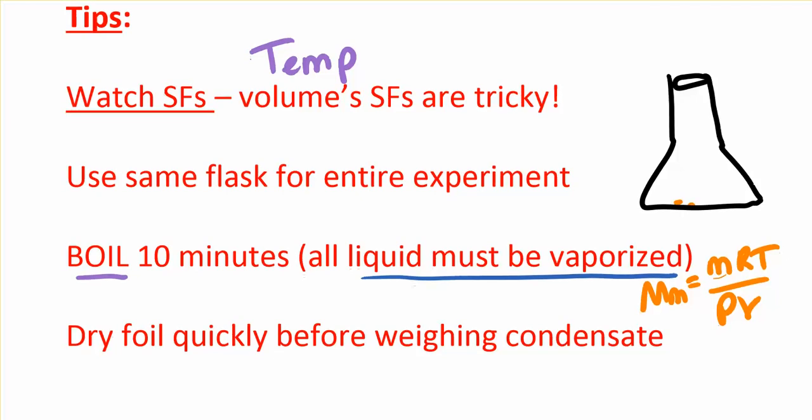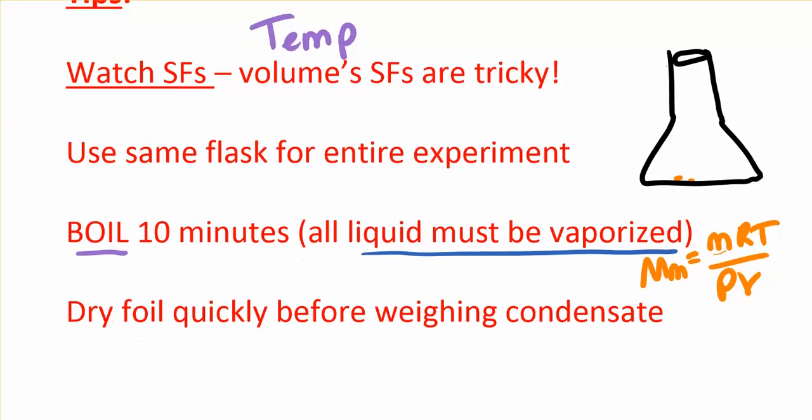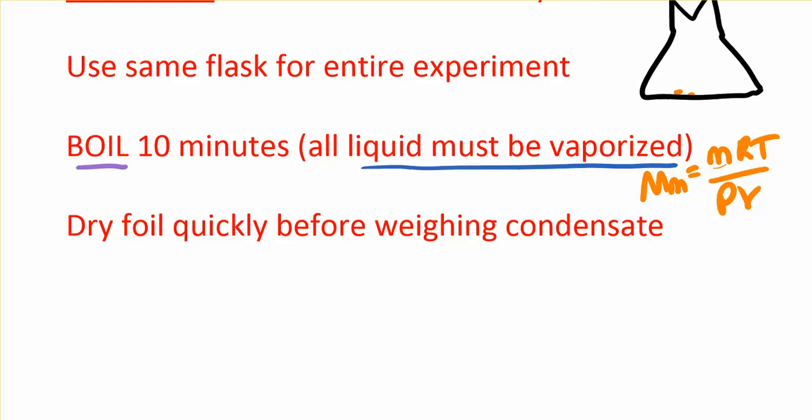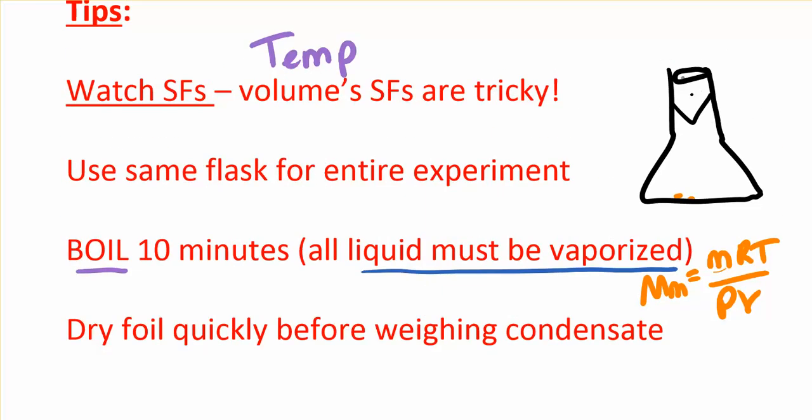Okay, last tip here. Be sure to dry your foil quickly before you weigh your condensate. The foil wrapper will get wet, and it will even get liquid up underneath it. So you'll need to kind of pull it out straight so that you can dry underneath it with a paper towel. The liquid water on the outside, again, would make this mass too heavy, and that can really throw things off. The amount of liquid condensate that you should have is about 1 milliliter, and so just a few drops of water can really throw that off.